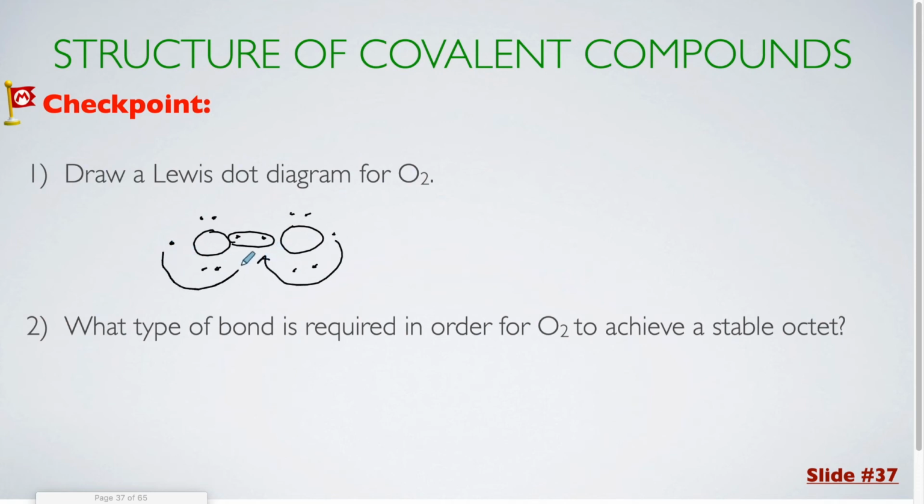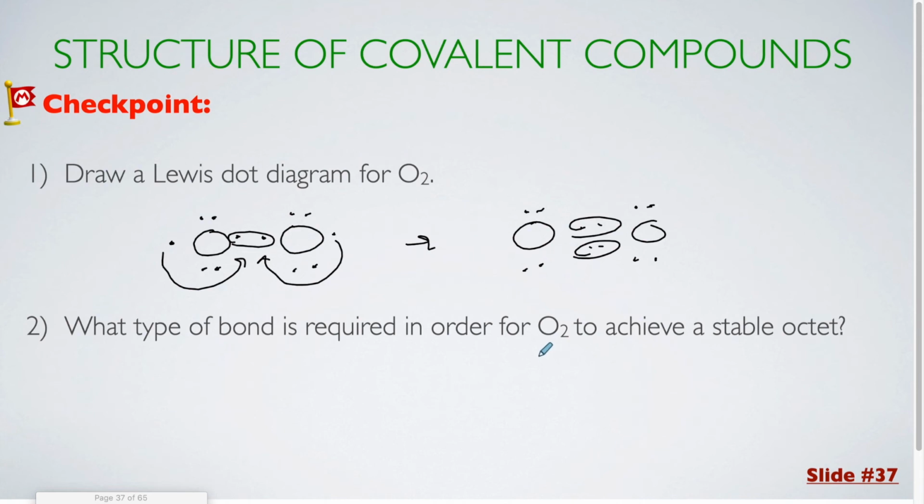And I'm going to redraw this off to the side. So we have an oxygen and an oxygen. And now there are 2 bonds between them. Now each oxygen would have 2, 4, 6, 8, 2, 4, 6, 8. So both of them are following the octet rule.